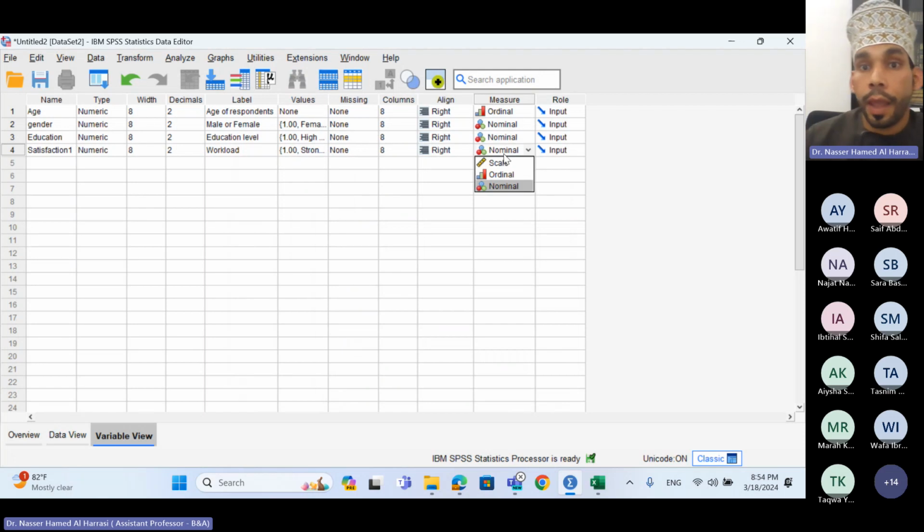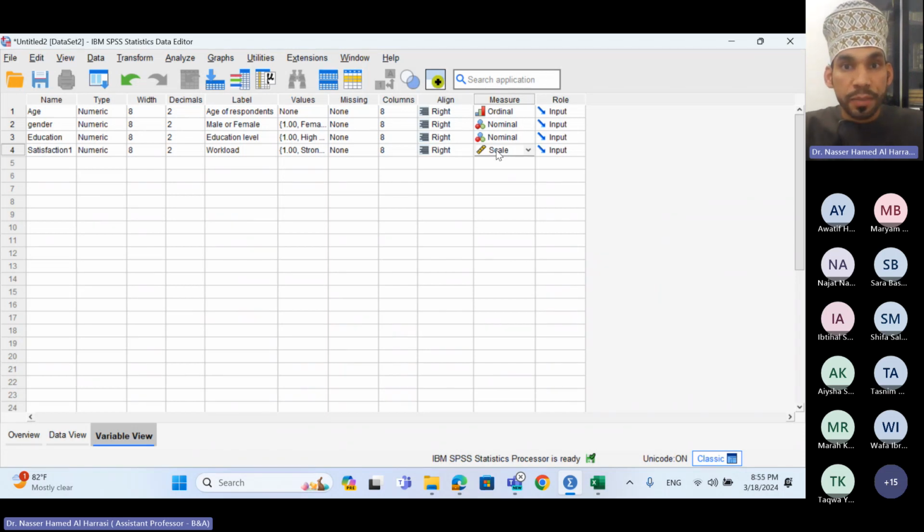And here we are using scale. Now we are going to change. If we are using Likert scale, here you have the measure, you have to change it into scale. See here, I have chosen scale. Why? Because I'm using Likert scale. Likert scale means I'm using from 1 to 5, 1 to 7, 1 to 6. That means there is a scale where the respondent has to select their response based on the scale.